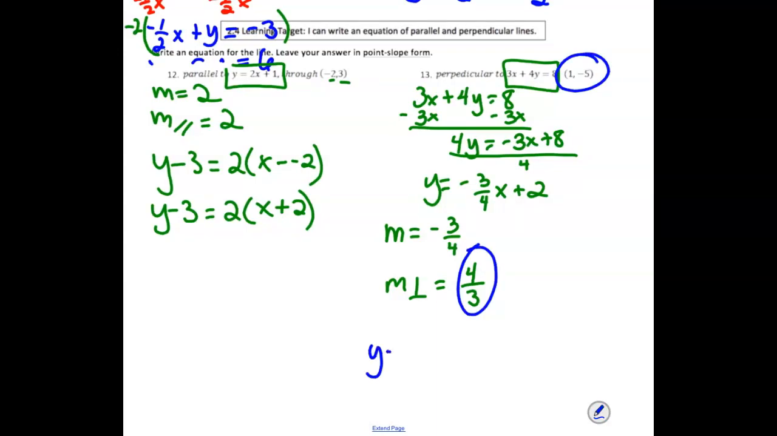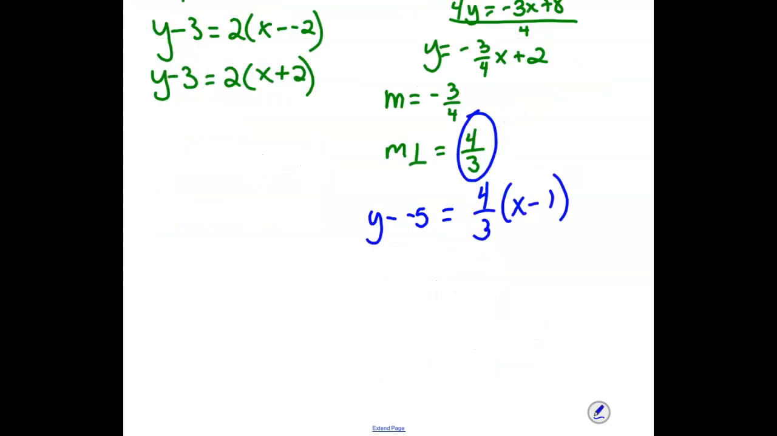So we'd have y minus our y coordinate equals our slope 4/3 times x minus the x coordinate. And again, I would just clean this up a little bit. Subtracting a negative, we would write as y plus 5 equals 4/3 times x minus 1.